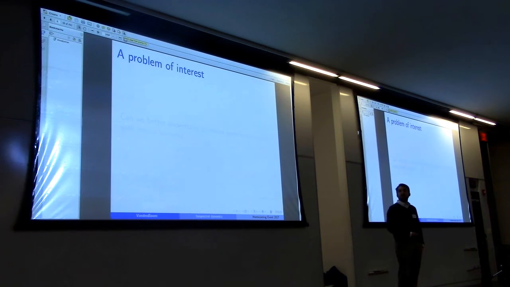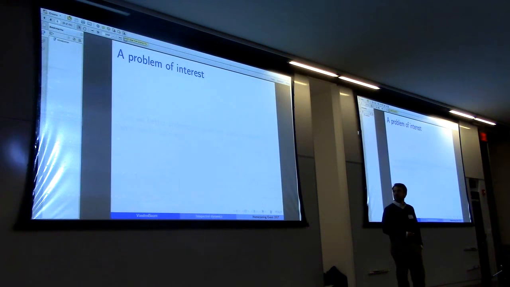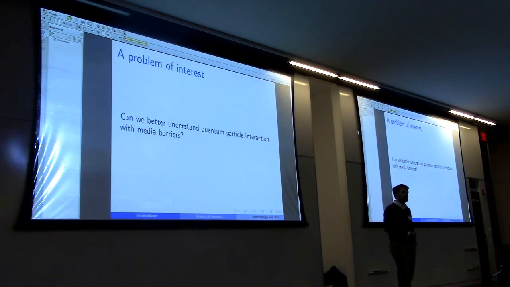So I have a problem. My problem is that I like quantum mechanics, but I'm not very good at quantum mechanics. And so instead I pretend to study quantum mechanics. In particular, I study a simple model for how quantum particles interact with media in space. Now, as a mathematician, I need to define all of those words that I've just told you.